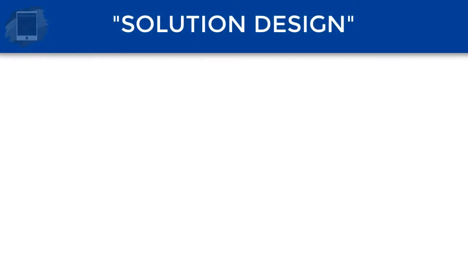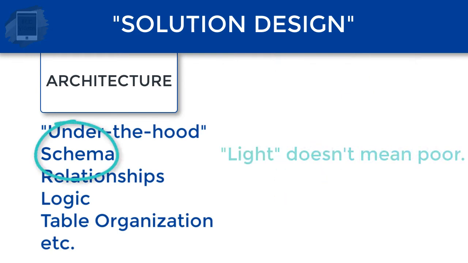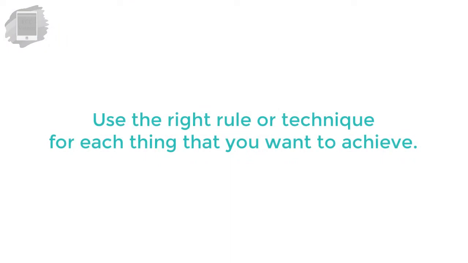What we call the design has two parts: the architecture of the schema and the layout, and the UI UX. So let's talk about the schema. It's not because I say light that it's poor. Light is not poor. Light is the same complexity, the same elaboration. You can have complex articulation and complex interaction, but you need to use the right rule, the right technique for each thing you want to achieve.